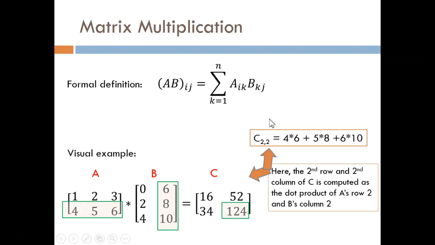Each element in the output matrix C is computed as the dot product of specific rows in A and columns of B. For example, the value in row 2, column 2 of C comes from the dot product of the two highlighted vectors, 4 times 6, plus 5 times 8, plus 6 times 10. A similar process was used to fill in the other elements of C. Don't worry about the details of this process for now. The key thing to notice is that formal matrix multiplication is not the same thing as array or element-by-element multiplication.